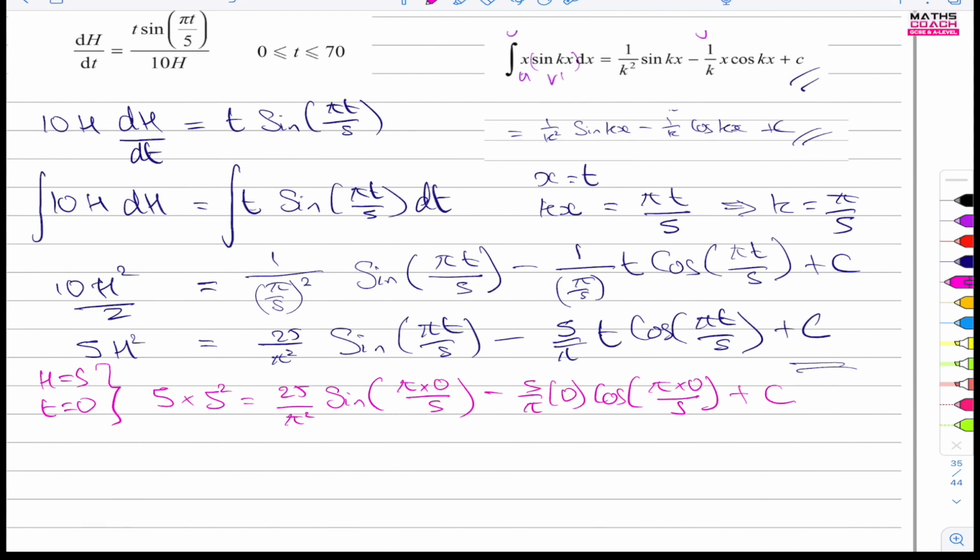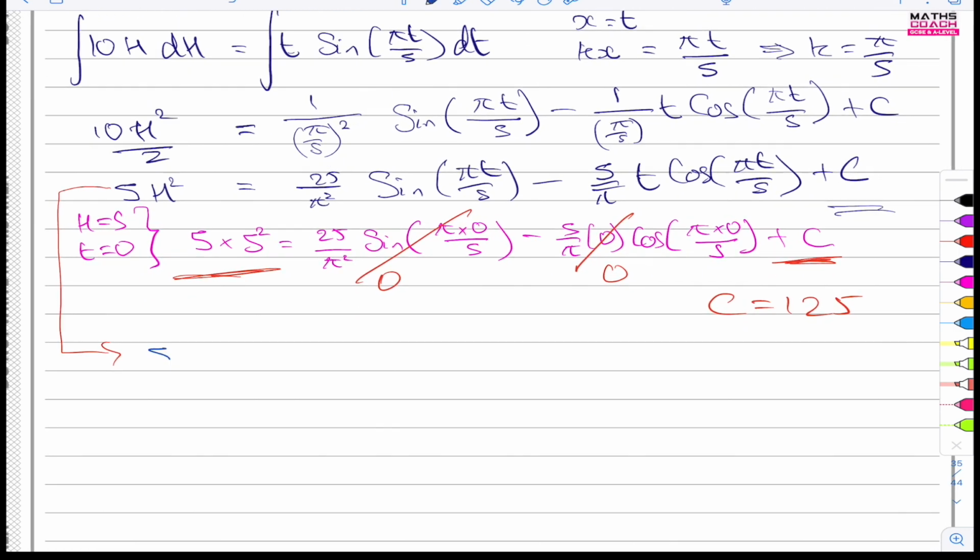Now from the substitution, you can clearly see that here sine of anything multiplied by 0 is 0, sine of 0 is 0, so the whole thing goes away. So this whole term is 0. Here you're multiplying by 0, so the whole thing here would be 0. So basically c would be 5 times 5 squared, which is 125.